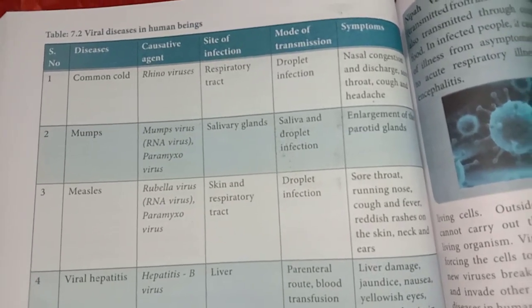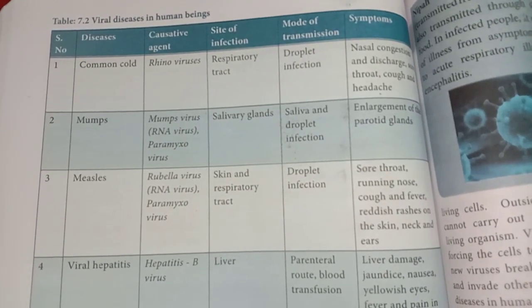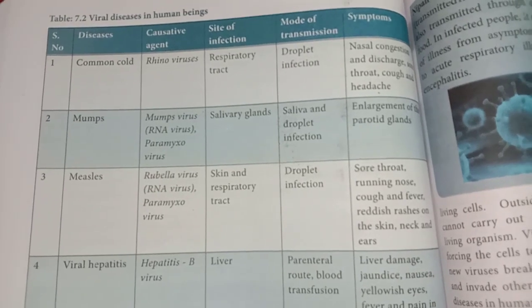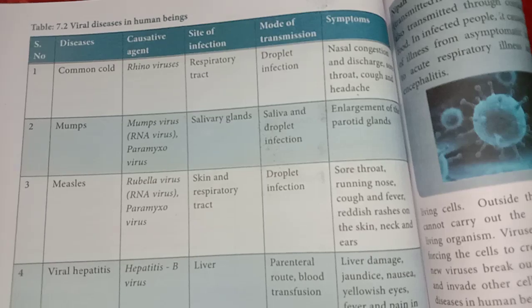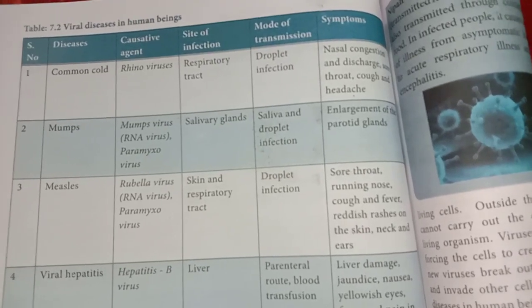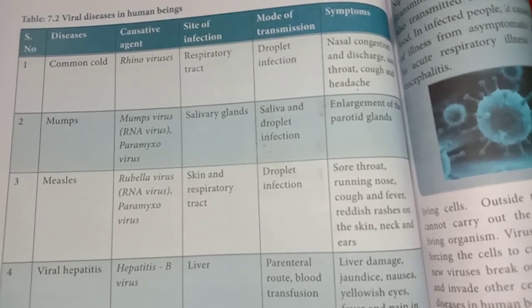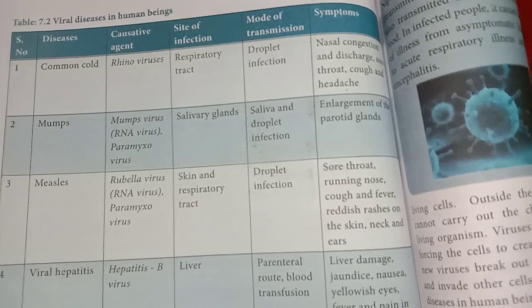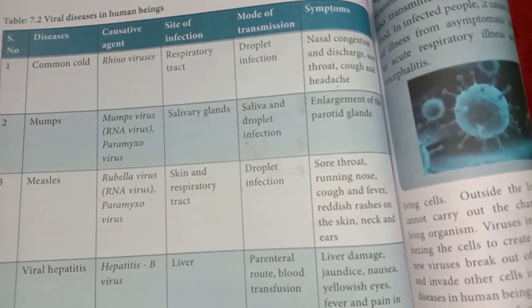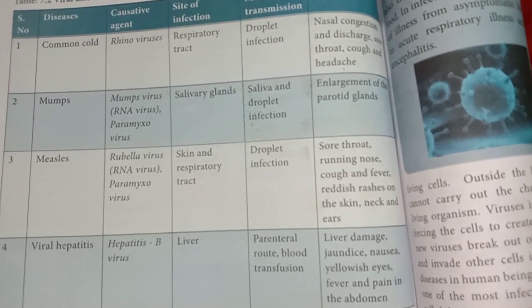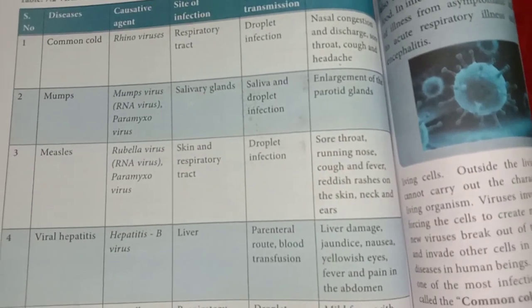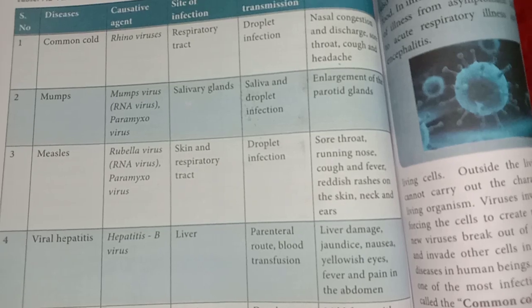The second disease is mumps. The causative agent is the mumps virus. This disease affects the salivary gland. Mode of transmission: saliva and droplet infection, and the symptom is enlargement of the parotid gland. Okay, here the parotid gland is a gland present in the buccal cavity. So this gland is affected.